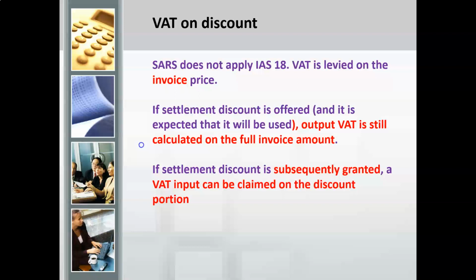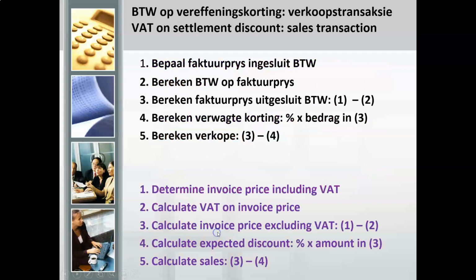He says, and according to me, the next real transaction that takes place is when settlement takes place. And there I have to see whether this guy stands in line for settlement discount or not. If he does qualify for settlement discount, you can claim the VAT on the settlement discount amount that he has utilized. And that would then be a VAT input. So VAT output is still calculated on the full invoice amount when the sales transaction takes place. When the settlement of that outstanding bill takes place, then I must determine whether he was entitled to a settlement discount, and if he was, I can claim VAT input on that amount.